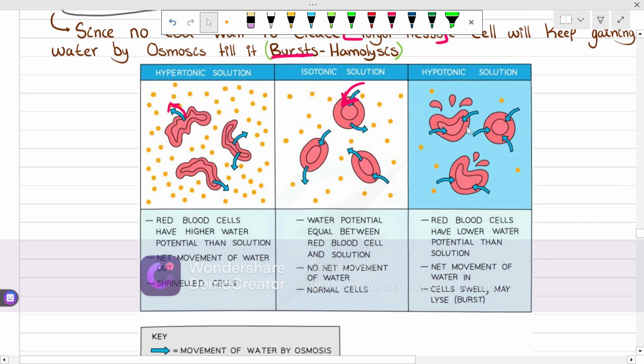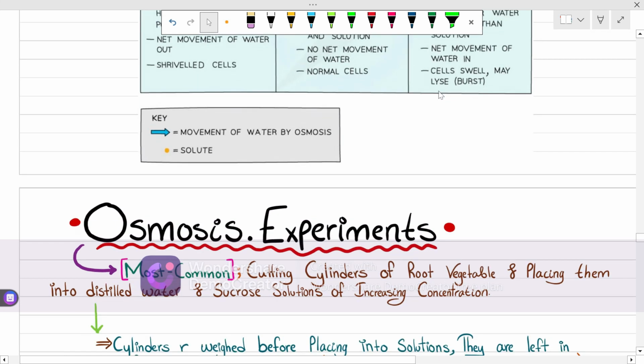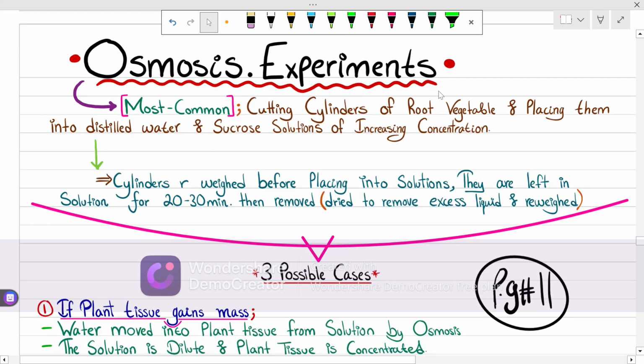The last one is putting an animal cell in an isotonic solution. Nothing will happen if we put it in an isotonic solution. It will remain the same because net movement of water in and out is equal. Now we have finished diffusion, osmosis in animal cells and osmosis in plant cells.